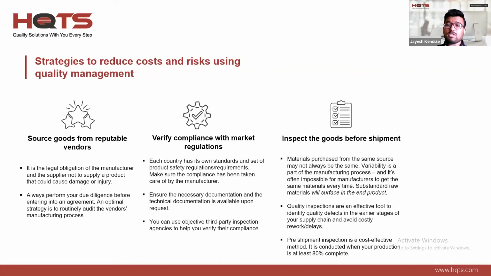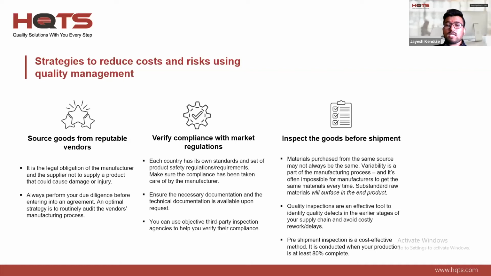Materials purchased from the same source may not always be the same, and variability is part of the manufacturing process. In today's market, at certain times there is a scarcity of raw materials or particular components, so every manufacturer relies on multiple suppliers. At certain times the provided product or component is not always of the same quality, and it is often impossible for the manufacturer to get the same materials every time from the market. So substandard raw material will surface in the end product. In certain cases, a non-compliant or alternate component is used which does not match the specifications provided by our customer.